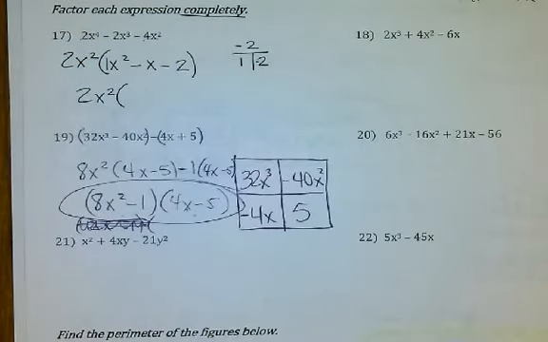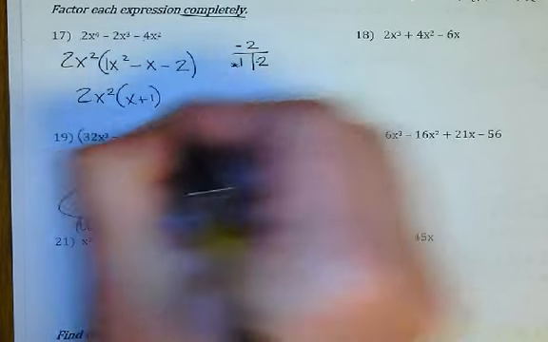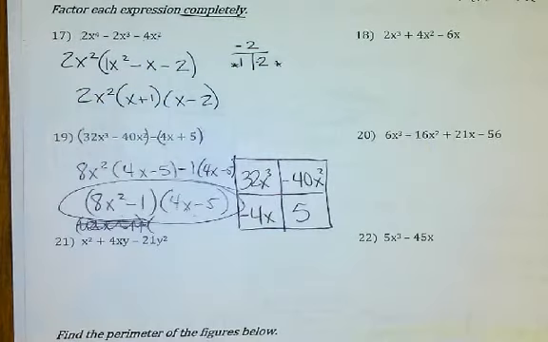So I have my original factor of 2x squared. Then I'm going to take this one, and that becomes x plus 1. And then I'm going to take that one, and it becomes x minus 2. So again, you're always having to check to see if you can factor even more.